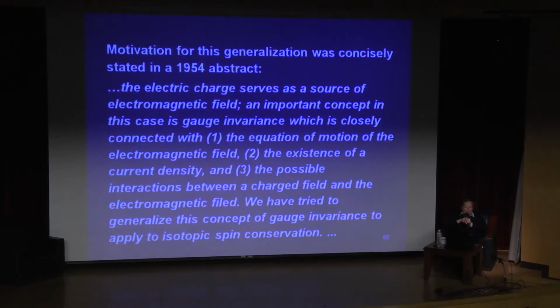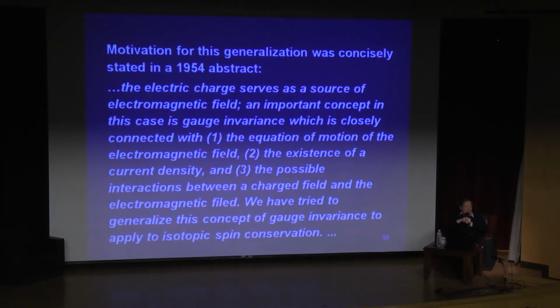The motivation for this generalization was concisely stated in a 1954 abstract. The electric charge serves as a source of electromagnetic field. An important concept in this case is gauge invariance, which is closely connected with 1, the equation of motion of the electromagnetic field, 2, the existence of a current density, and 3, the possible interactions between a charged field and the electromagnetic field. We have tried to generalize this concept of gauge invariance to apply to isotopic spin conservation.